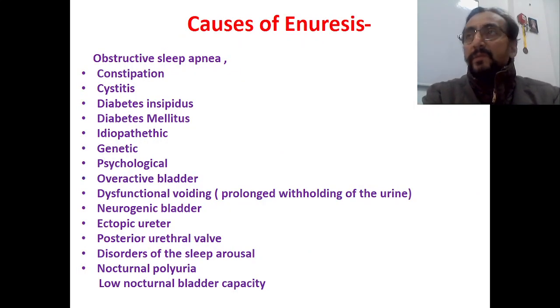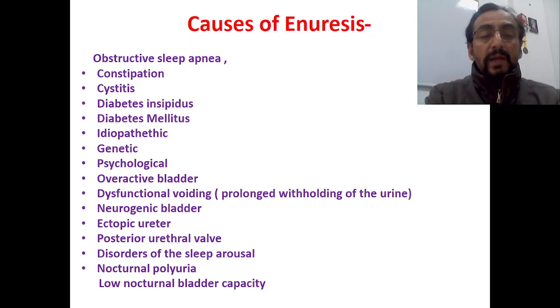Now, if you see the causes of enuresis, this we have seen previously also, but in a detailed way. These are the common causes of enuresis: obstructive sleep apnea, constipation, cystitis, diabetes insipidus, diabetes mellitus, idiopathic, genetic, psychological, overactive bladder, dysfunctional voiding, neurogenic bladder, ectopic ureter, posterior urethral valve, disorders of the sleep arousal, nocturnal polyuria, and low nocturnal bladder capacity. All these are considered as causes of enuresis.